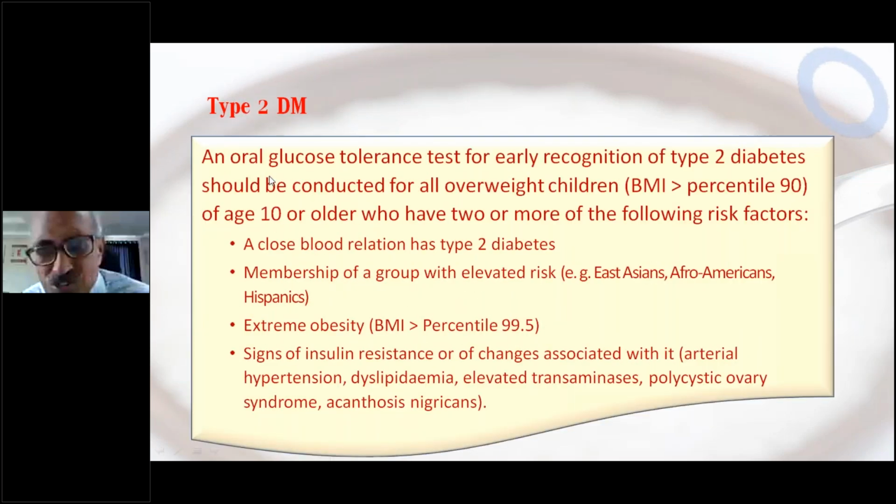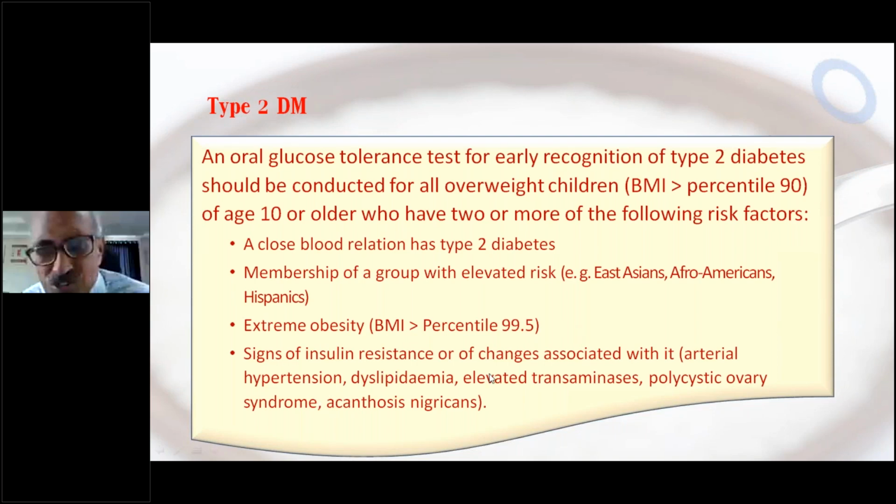And as I said, what is type 2 DM? Oral glucose tolerance testing for early recognition of type 2 diabetes should be conducted in all overweight children. That means BMI above the 90th percentile, not 90 percent. Then BMI above the 90th percentile at age 10 or older, who have 2 or more of the following risk factors. What are the risk factors? A close blood relation with type 2 diabetes, like a brother, sister, or parent, or membership of a group of elevated-risk people, like East Asian, Afro-Asian, Hispanics in the US. Extreme obesity. What do you mean by extreme obesity? Above 99.5th percentile is called extreme obesity, BMI 40 or something like that and above.